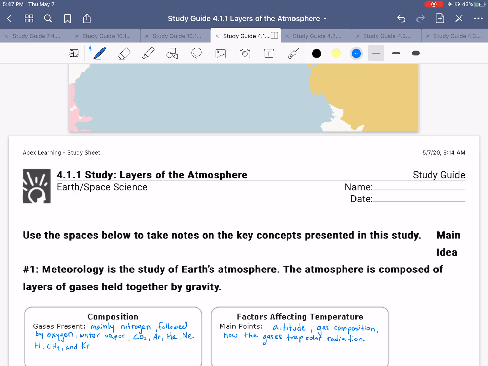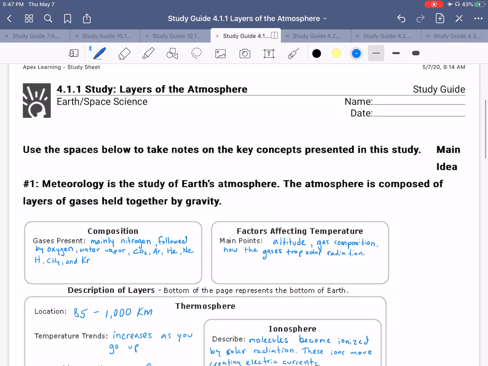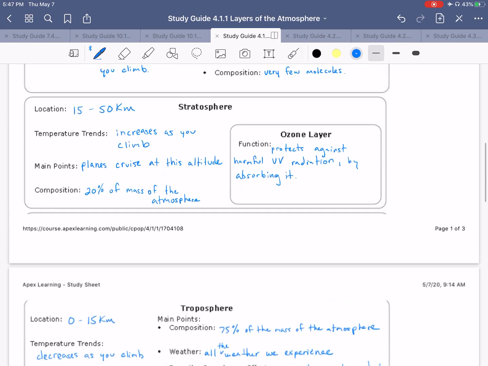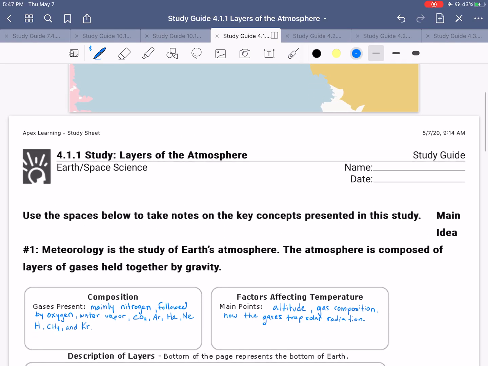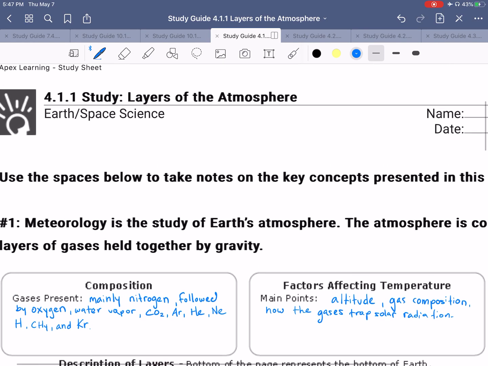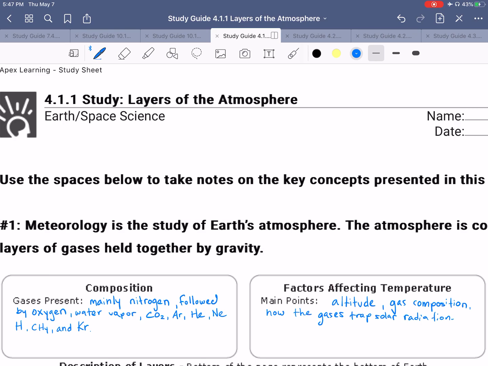So on the bottom of this page, there is a table which tells you a little bit about each layer, how far it is up, what the temperature is like when you go up and down in that layer, and special qualities the layer has. So I have filled in already the study guide, and I filled in all these bits. And what I'll do is each page coming up talks about each one of these layers. So I will kind of zoom in on each one of those layers on the study guide as I talk about them. But here's your first thing to fill out: the composition and factors affecting temperature.